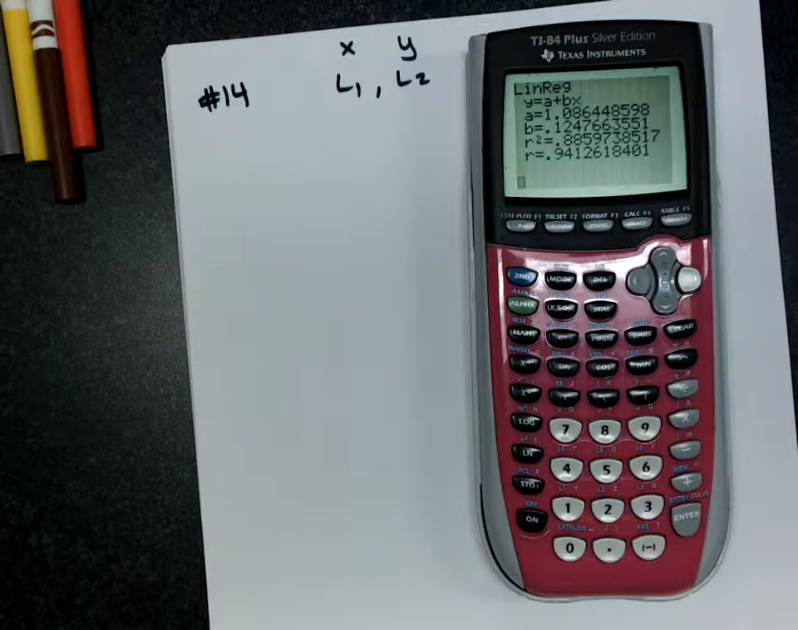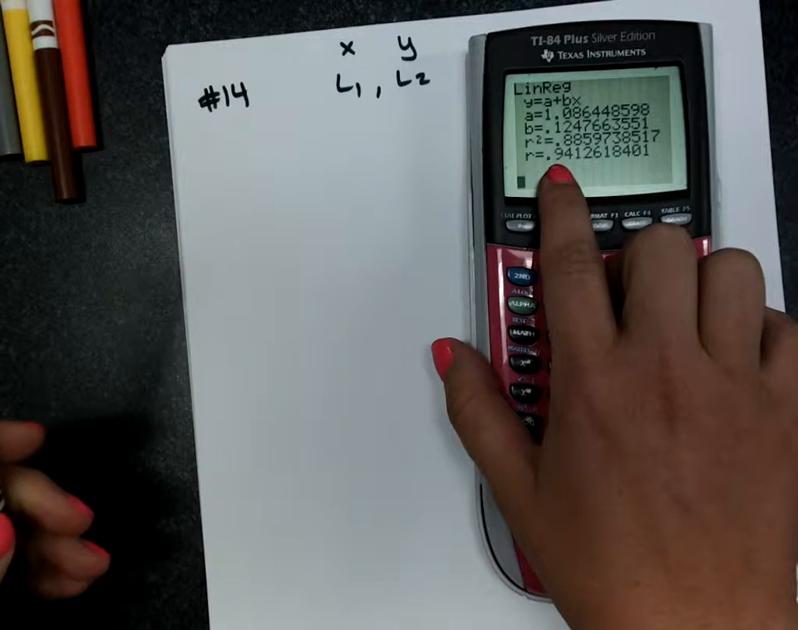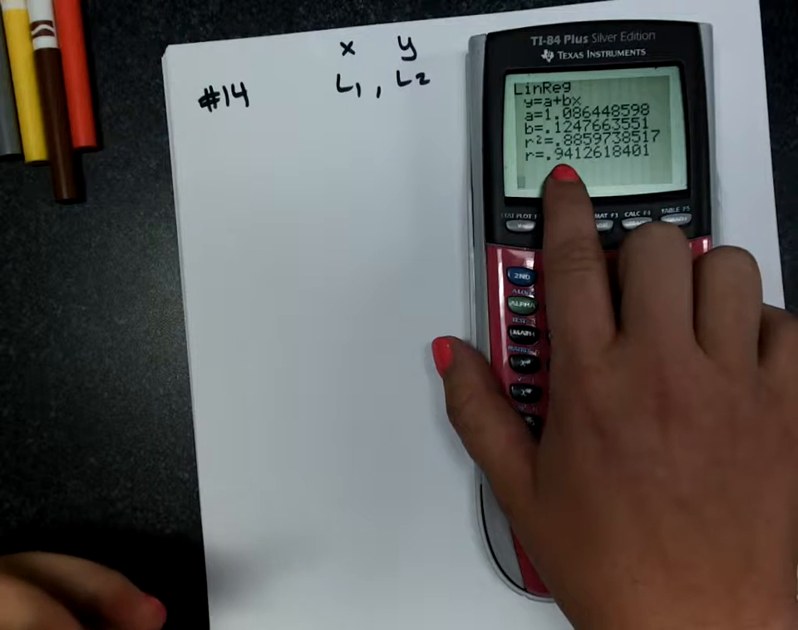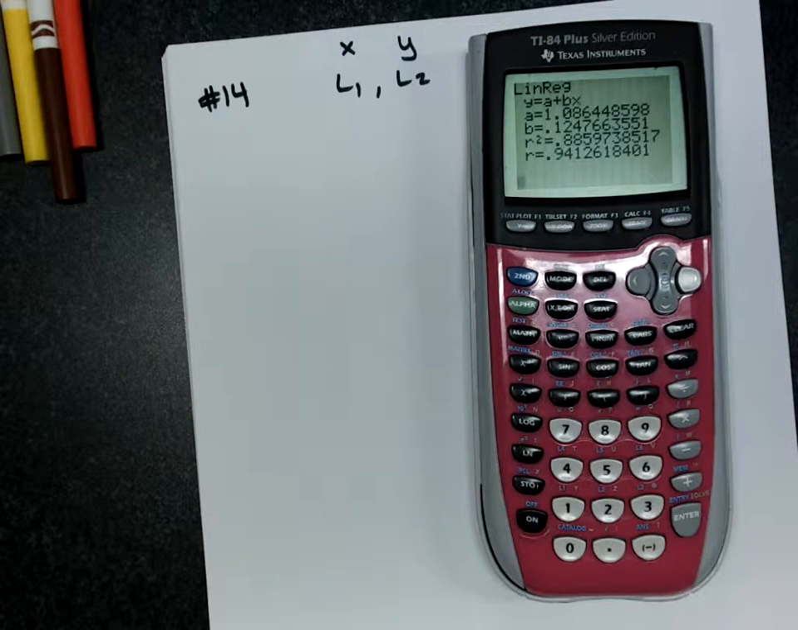So 0.941. And then the relationship, if this is a positive number, it's a positive relationship. If it's a negative number, it's a negative relationship. The closer it is to 1, the stronger the relationship. So this one's pretty close to 1. So a positive linear relationship exists. And that's it for that question.